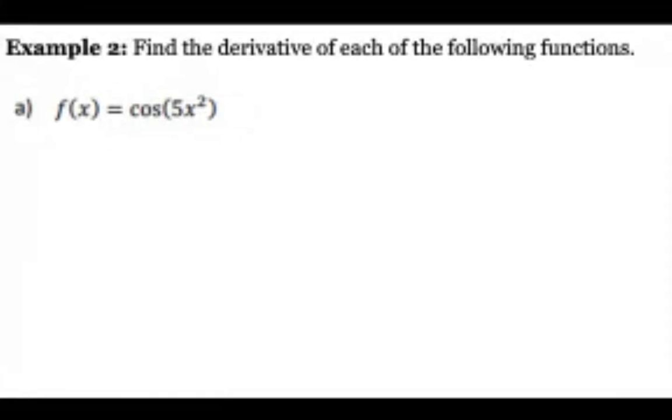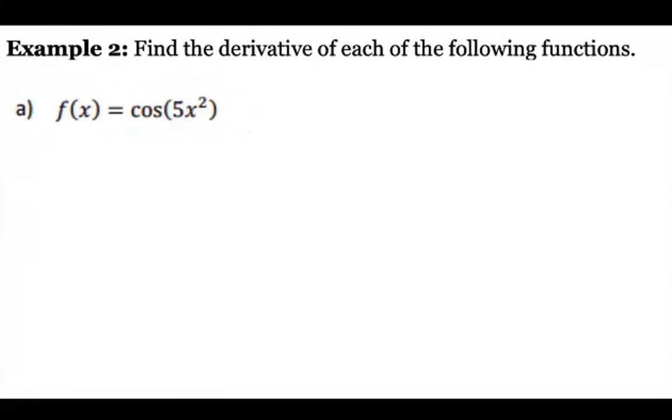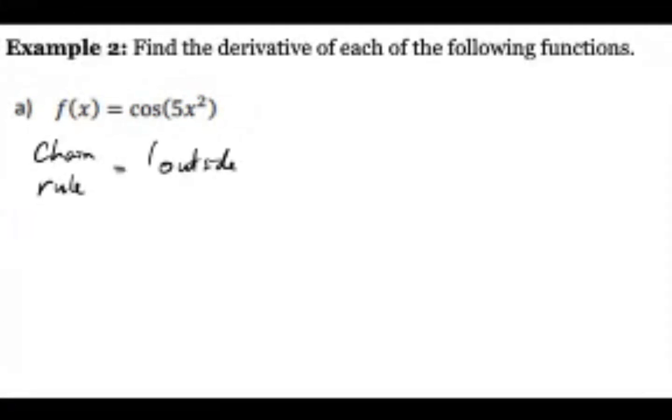So now let's look at the first one. But this time we're actually going to find the derivative of this one. Okay, so the chain rule says, we know we have to use the chain rule here because there's an outside and there's an inside. So the chain rule says, take the derivative of the outside and multiply it times the derivative of the inside. That's what the chain rule says.